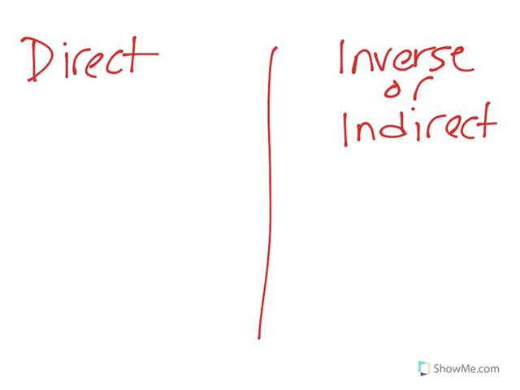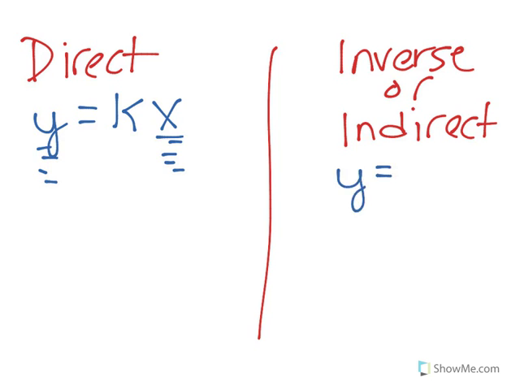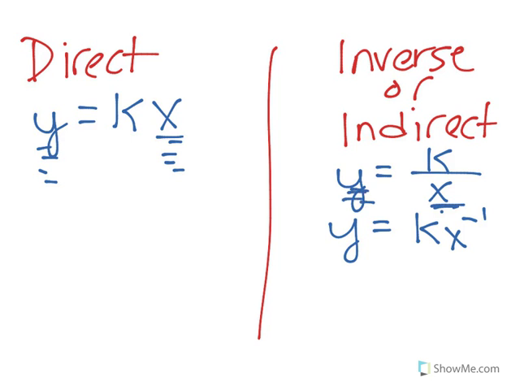Direct variation and inverse or indirect variation. Direct is y equals kx, meaning as x gets bigger, y gets bigger. Inverse is y equals k over x, or y equals kx to the negative 1. They're the same equation. And this one, as x gets bigger, y gets smaller, and vice versa. A direct variation is just going to be a line through the origin. So if you see an equation with a line and it passes through the origin, oh, I left off line. I'll get to that in a second.